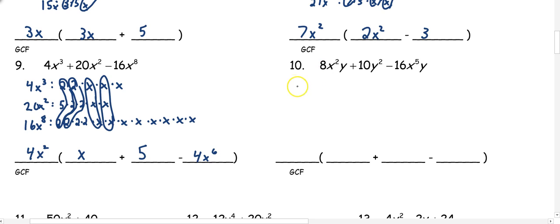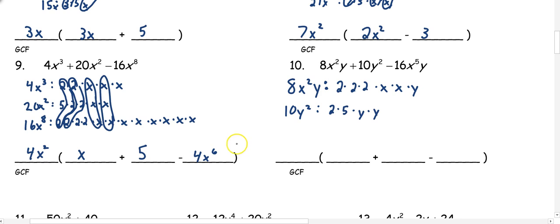So let's try one more. 8x squared y. Two numbers that multiply to 8 are 2 and 4. Two numbers that multiply to 4 are 2 and 2. So I have 3 2's. I have x times x for x squared, and I have 1 y. 10y squared. Two numbers that multiply to 10 are 2 and 5. And then I have y times y.